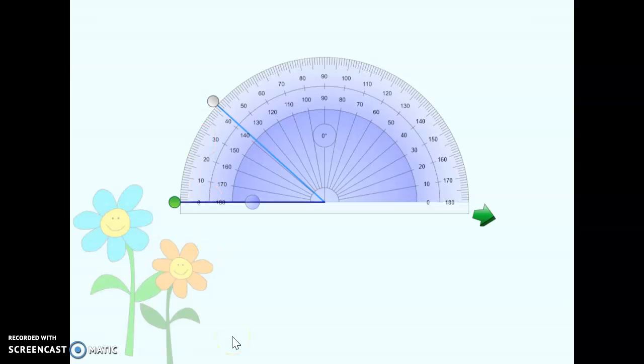Okay, there we go. I've created an angle right here. I've put two rays down. There's the angle that I created. It pops out when I do that. And you can see that the angle is 42 degrees. Well, how did I know that?